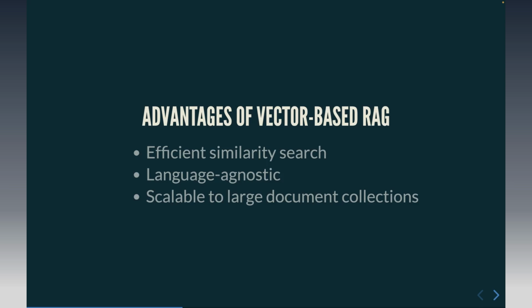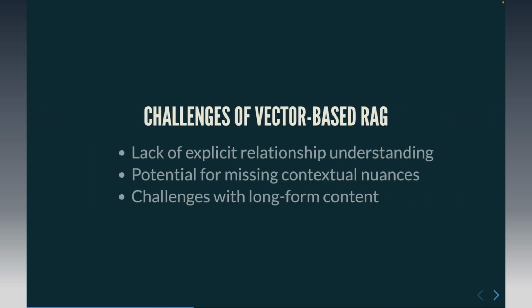But that doesn't mean that everything is sunshine and roses. Vector-based RAG also has severe limitations. It doesn't explicitly understand relationships between concepts, which can lead to missing important contextual nuances. It can also struggle with long-form content, as embeddings have a fixed size and may not capture all of the relevant information.